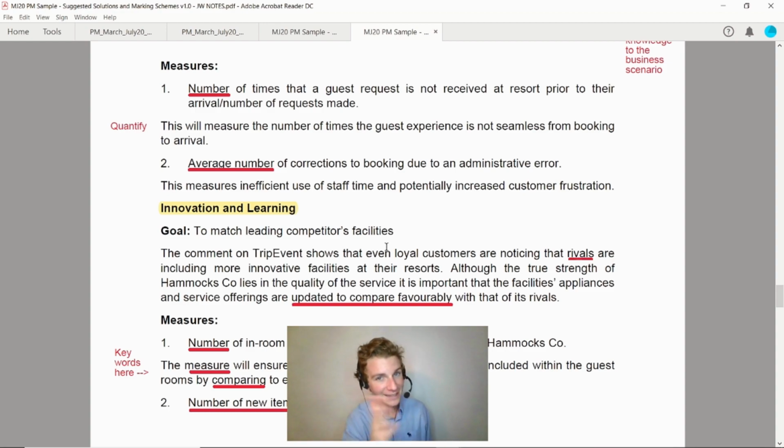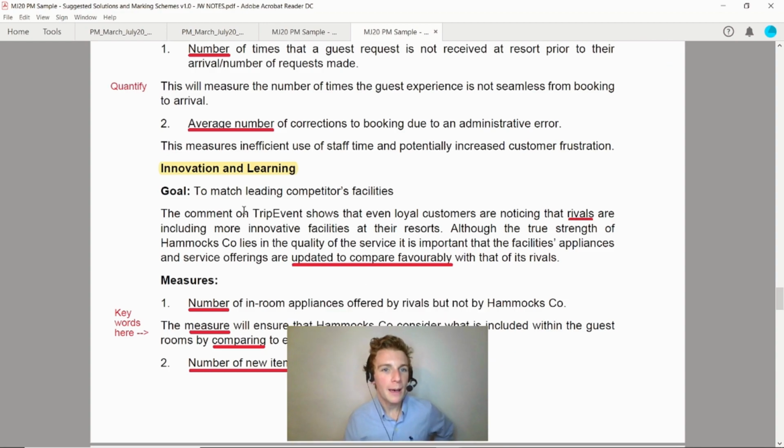So how easy is it for the guest to actually book, come and enjoy their stay, and then say marvellous things about us. The next one in terms of the actual measurement that we had on here provided by the external examiner was the average number of corrections to booking due to an administrative error. So again, if we're trying to reduce the errors down, we can actually quantify that, how many errors were there, and hopefully there'll be a downward trend over time as to improvements that can be made, because this measures the inefficient use of staff time and potential increased customer frustration.